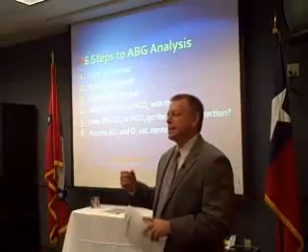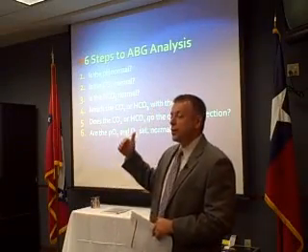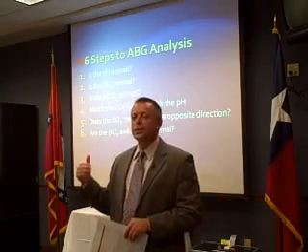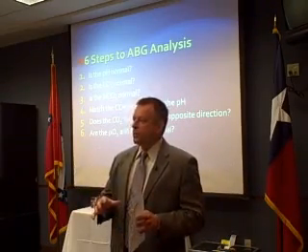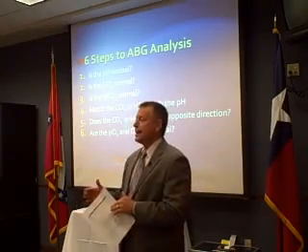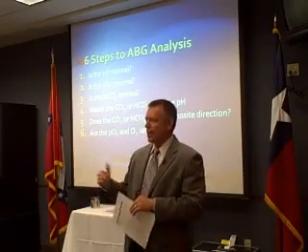Okay, so the 6 easy steps to ABG analysis are, once again, first of all to look at the pH. When we're looking at the pH, what we're going to try to do here is to evaluate it to find out if it's normal, acidotic, or alkalotic. So we're not looking at it and saying it's high or low. Again, we're saying it's normal, acidotic, or alkalotic.